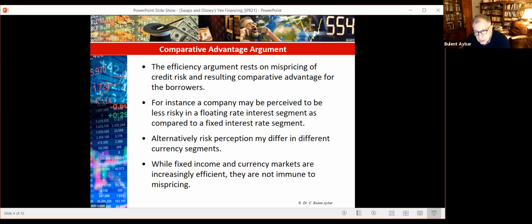The same borrower might see a different credit spread in the Japanese yen segment versus the Euro segment or the US dollar segment. As I mentioned, as fixed income and currency markets became increasingly efficient, these types of opportunities became less prevalent, but neither of these markets, despite their sheer size, are immune to mispricing. So that still happens, and swaps play a role in correcting these mispricings.